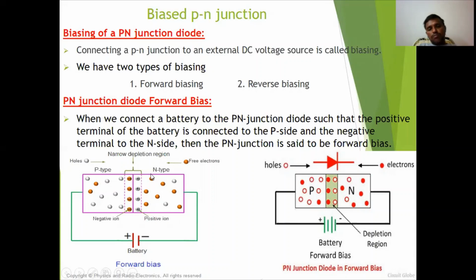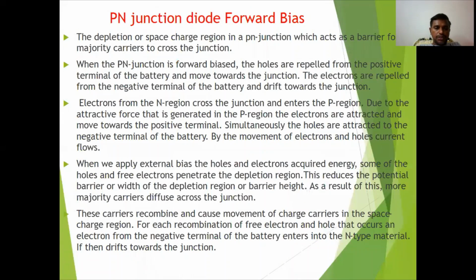Because of recombination, already we have studied generation and recombination, the electron-hole pair will disappear. So the concentration of holes and electrons will be reduced, but it will be compensated. Okay, you can observe the statement here. These carriers recombine and cause movement of charge carriers in the space charge region. For each recombination of a free electron and hole that occurs, an electron from the negative terminal of the battery enters into the n-type material. It then drifts towards the junction.